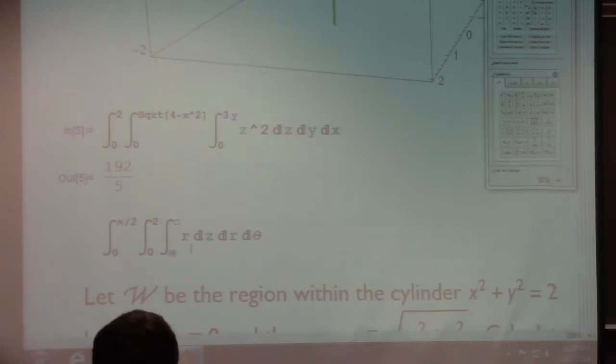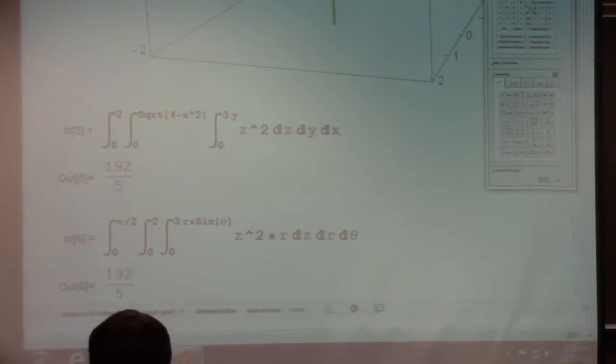For each r from 0 to 2 and theta from 0 to pi over 2, what does z do? This is the trickiest part. 0 to what? What should I put up there? Yeah, exactly. Z went from 0 to 3y, so in terms of r and theta, z goes from 0 to 3r sine theta, since r sine theta is equal to y. Don't forget the density function itself, z squared. It's the same answer.